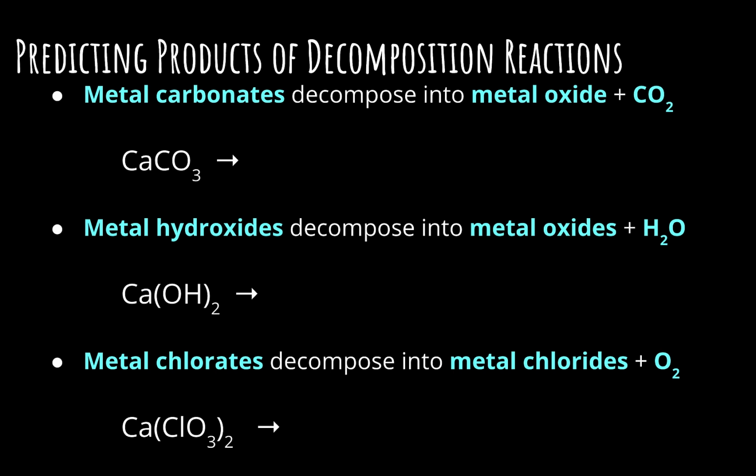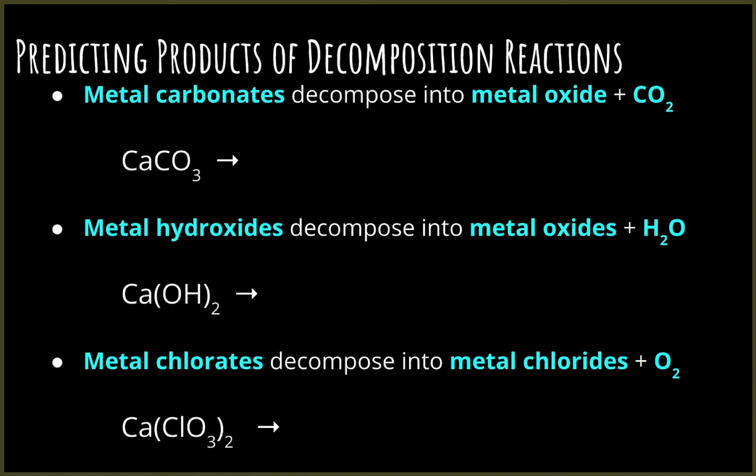So notice on all three of these, it's a single compound. So the only thing that can happen here, again, is it has to break up into elements and compounds. But to determine what those are, we have to refer back to those patterns. So for this first one, we have calcium carbonate. So this is a metal carbonate. That means based on our pattern, it's going to decompose into a metal oxide and carbon dioxide. So the metal oxide comes from whatever that metal carbonate was.